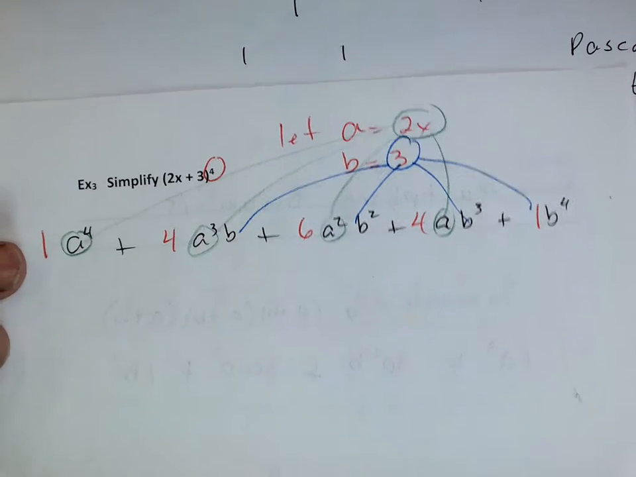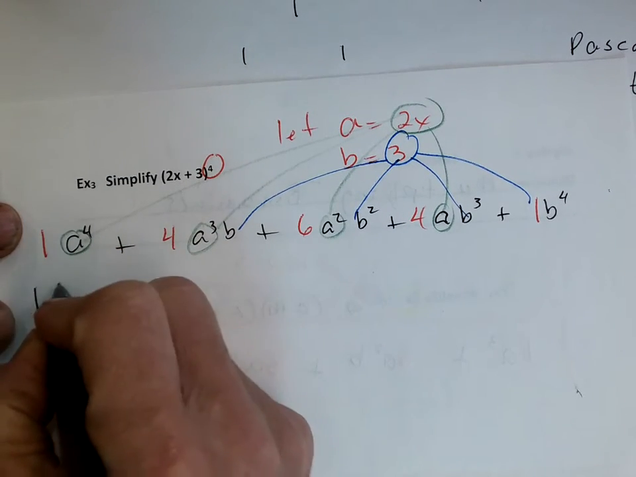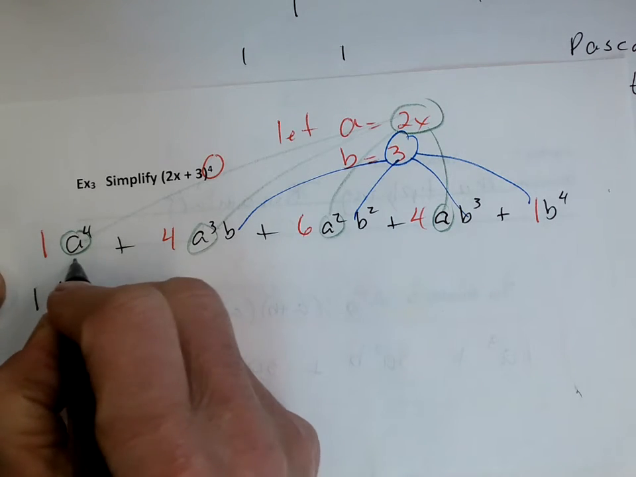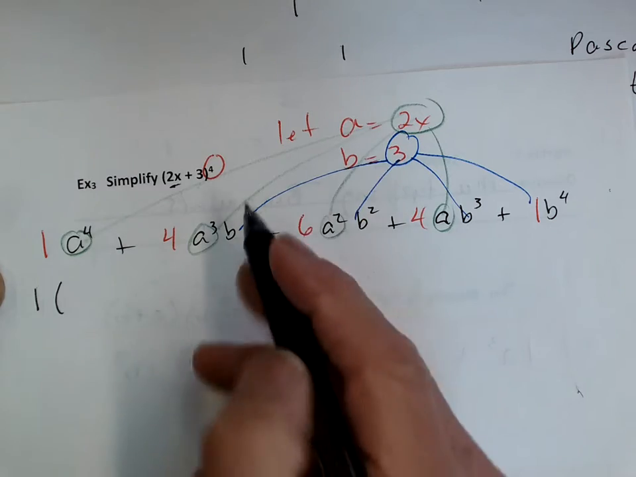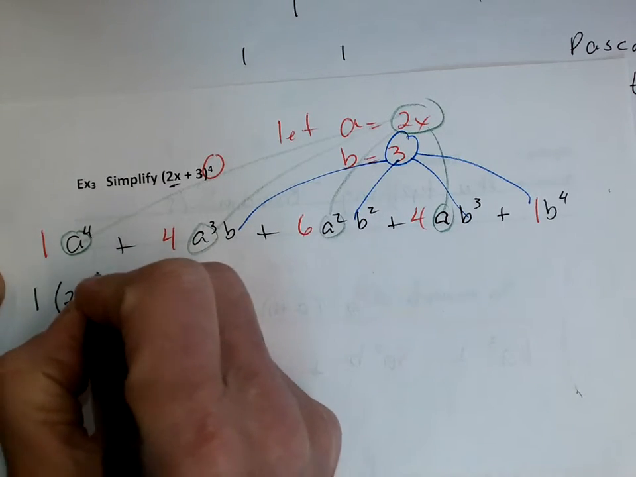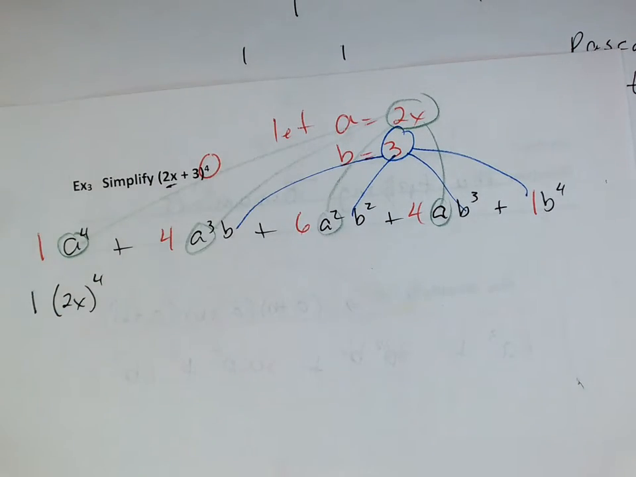Okay, so I'm going to go 1. Okay, that's my 1. And then I started writing A. Don't write A, but what does A equal? A's are 2x, right? So I'm going to put a 2x to the 4th. So instead of writing A, just write my 2x to the 4th, okay?